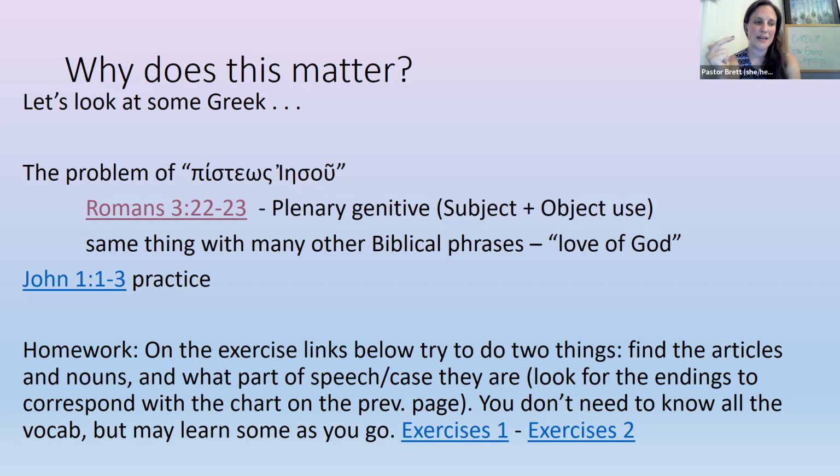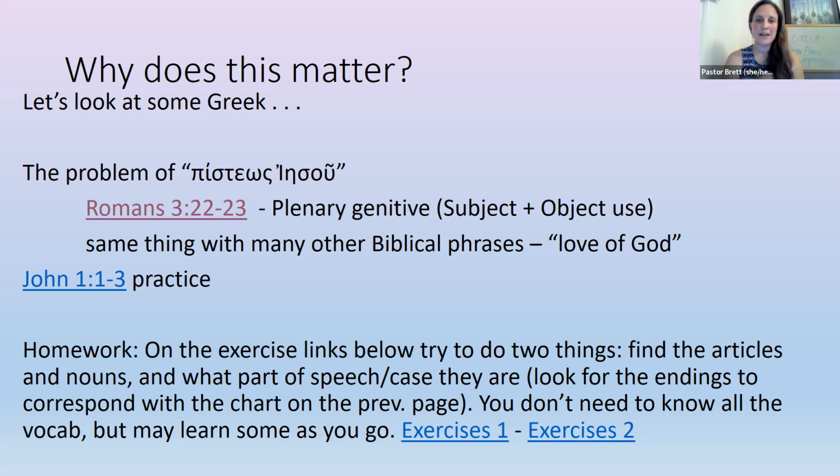Or are we talking about faith in Jesus as the object? Or are we talking about Jesus's faithfulness? So there are these two parts of it, and which one does it mean? Basically, the whole church, and a lot of Christian tradition, has translated this phrase as faith in Jesus, and lots of other phrases like this in the Bible, as the object. But what if it's the possessive?